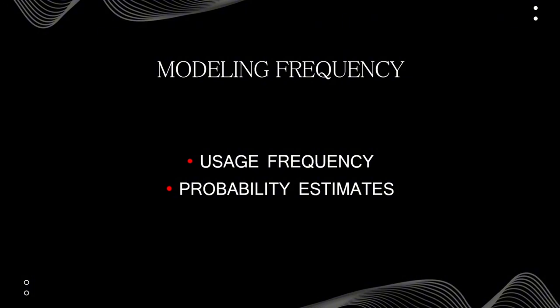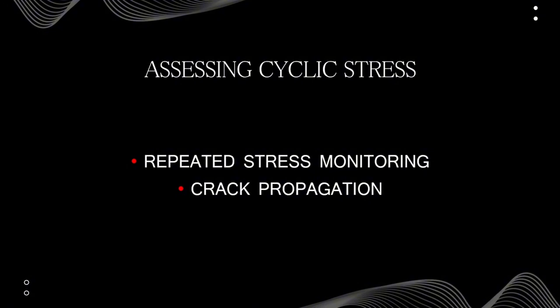Probability estimates. We can predict peak times and ensure the lift operates within safe limits by estimating the probability of different usage levels. Assessing cyclic stress. Repeated stress monitoring. Poisson probability estimates allow us to monitor the frequency of usage and the corresponding cyclic stress. High usage periods correlate with increased cyclic loading on the lift components.